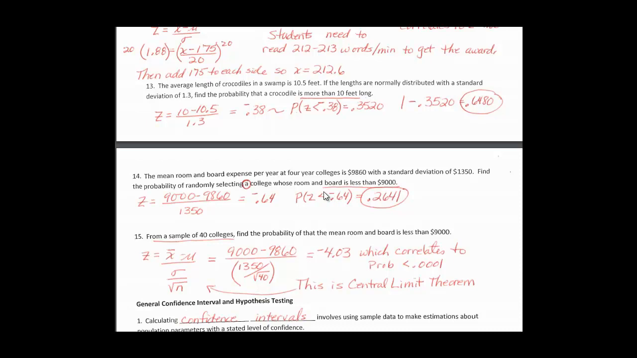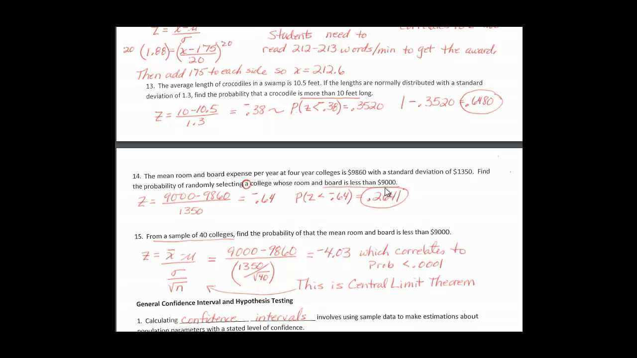We've got a similar application with 14 and 15 here, but number 14, you're looking at college room and board expense, given an average and a certain standard deviation. Plugging all that in, giving a scenario, we're looking for room and board less than 9,000. That was just identifying that z-score and then finding the probability that is associated with that z-score.